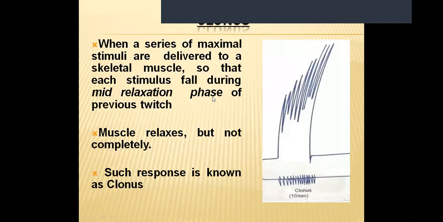In clonus, what is happening? It is similar to Treppe, but in this case, the muscles will not relax completely. If the muscles relaxed completely, the graph would come down to here, but it is not coming. Before the muscles relax completely, the second response is given, so this gives a gradually increased effect. So there is a small difference between Treppe and clonus. In clonus, muscles do not relax completely, but in Treppe, muscles relax completely. After relaxation, the second contraction takes place. This is the difference between clonus and Treppe.